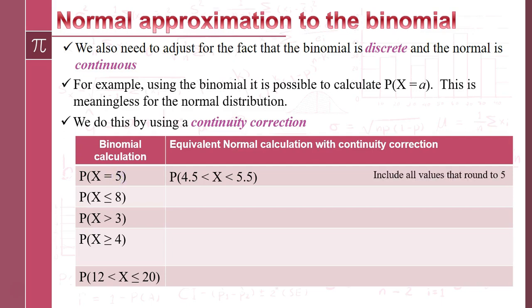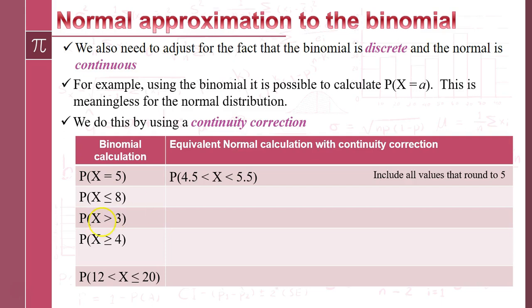So anything between 4.5 and 5.5. And again, remember, we don't have to worry too much about what's going on with the inequality signs. A less than symbol or an equal to or less than symbol, as far as the normal is concerned, are basically the same thing. That absolutely cannot be said for the binomial distribution. For the binomial, you have to be very careful with your inequality signs.